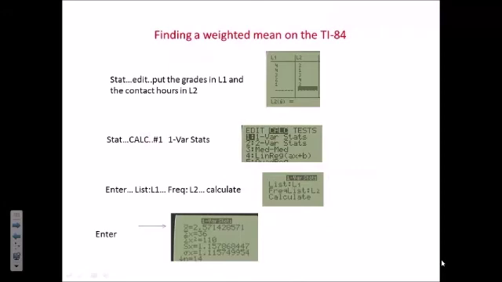You could also find the weighted mean on the TI-84. Just think of it as a frequency distribution and follow the same steps. So we do stat, edit, and put the grades in L1 and the weights in the L2 column, and then do stat calculate, same as before, 1 variable statistics. And the L1 is the list where you put the X's. The frequency list is really the weight list where you put the weights now. And there you have to indicate that they are in L2.